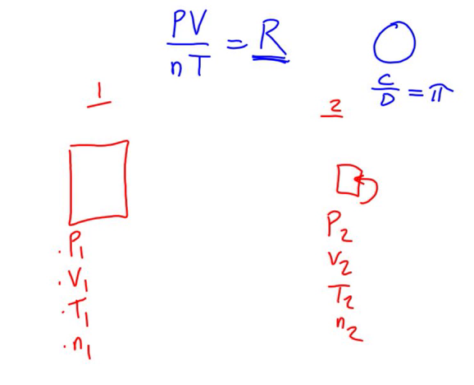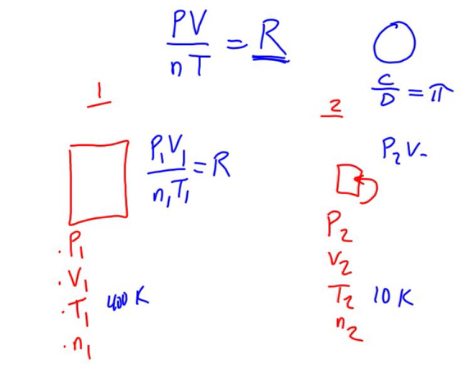Well, it doesn't matter that these are very different containers. For example, these could be at very different temperatures. This could be at 400 Kelvin. This could be at 10 Kelvin. It doesn't matter what they are. But for both of these containers, we know that P1 times V1 over N1 times T1 equals R. Likewise, P2 times V2 over N2 times T2 equals R. They both equal the same thing, this constant R.